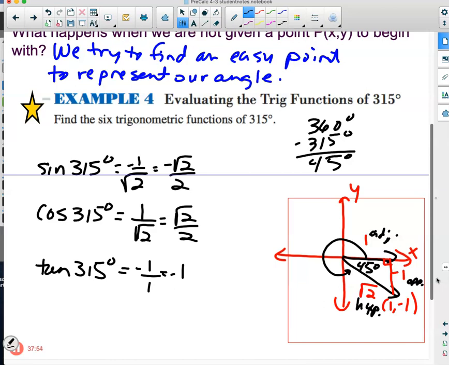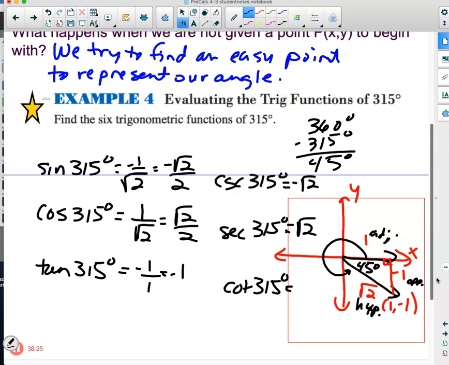And then the secondary trig functions. So cosecant 315 degrees, secant 315 degrees, and cotangent of 315 degrees. Go back to the beginning. If we flip negative 1 over the square root of 2, that'll give us the square root of 2 over negative 1, which is negative square root of 2. If we flip the square root of 2 over 1, we'll get the square root of 2. If we flip negative 1, we get negative 1.